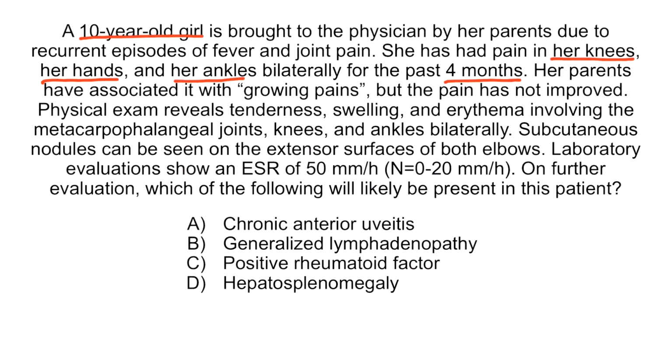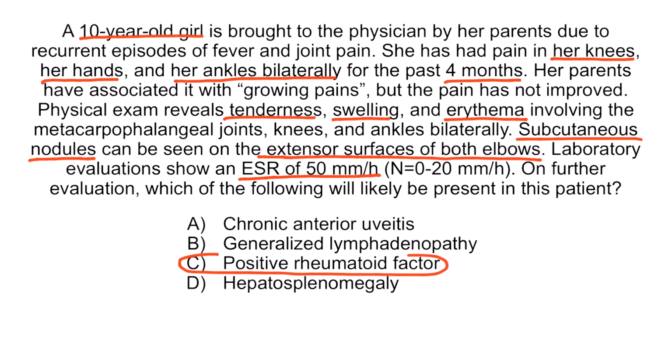Her hands, knees, and ankles are involved bilaterally, and they are tender, swollen, and erythematous on physical exam. The ESR is also elevated. Chronic arthritis and fever manifesting in patients less than 16 years make juvenile idiopathic arthritis the most likely diagnosis. Her age, the symmetrical involvement of joints, as well as the subcutaneous nodules on the extensor surfaces of both elbows, make seropositive polyarticular JIA the most likely diagnosis. Patients with seropositive polyarticular JIA are typically positive for rheumatoid factor, so the correct choice is option C.